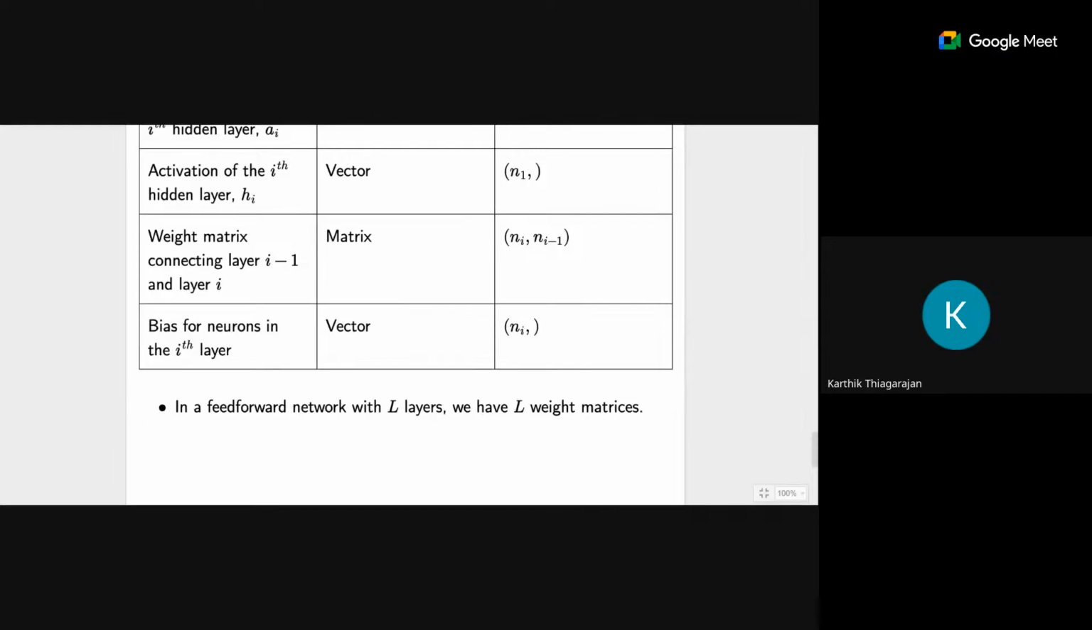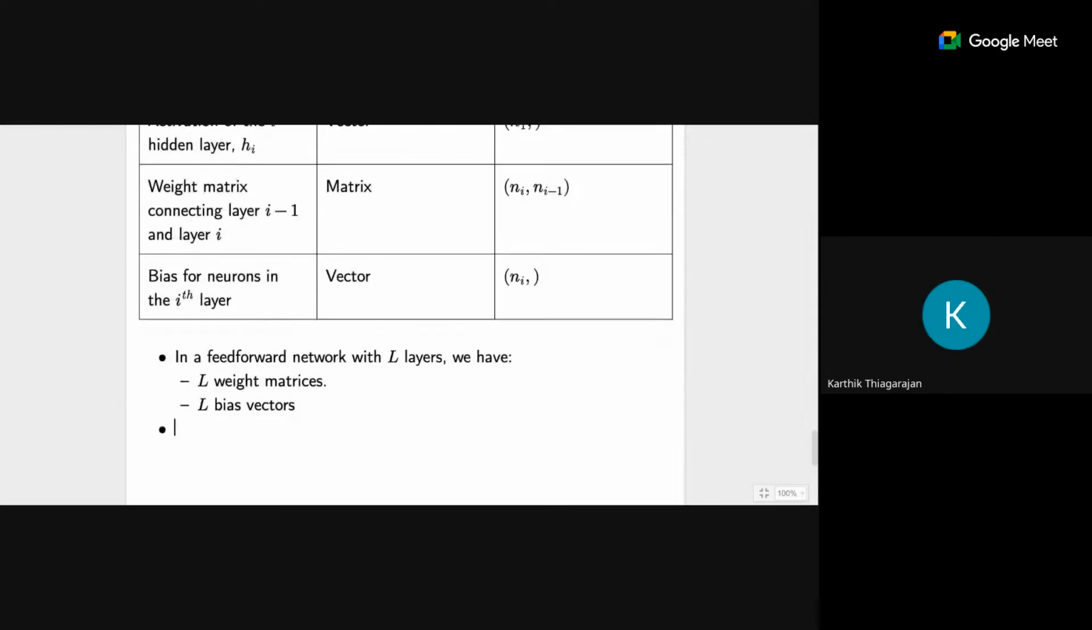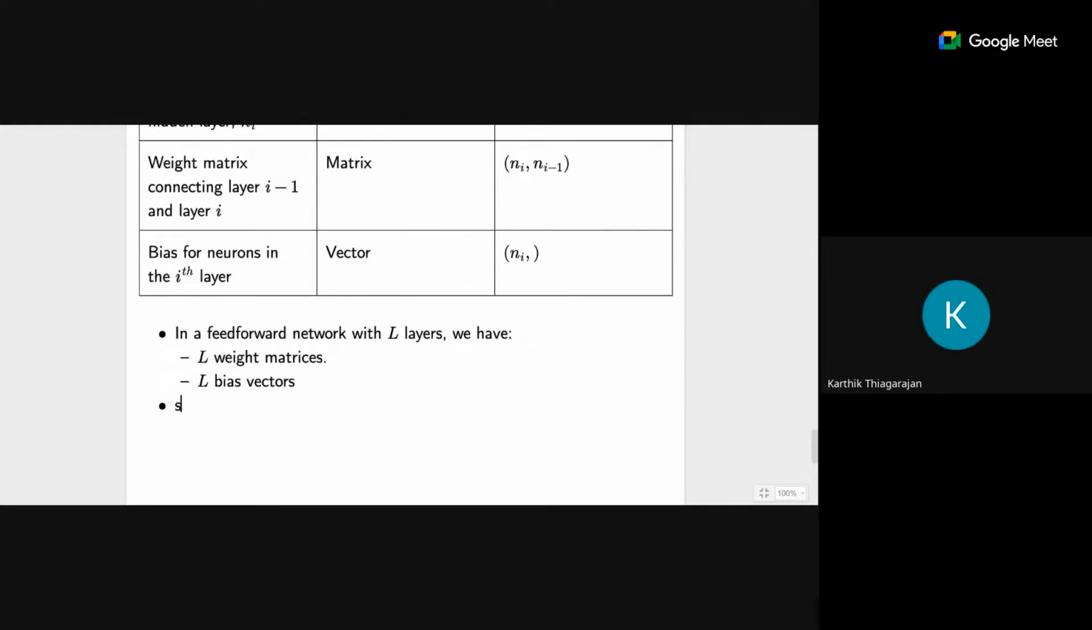So two things that we'll have to note down. First, with L layers we have L weight matrices and L bias vectors. You can actually give a general formula for the total number of parameters. Don't mug up this formula; you should know how to get this. It is given by the following.